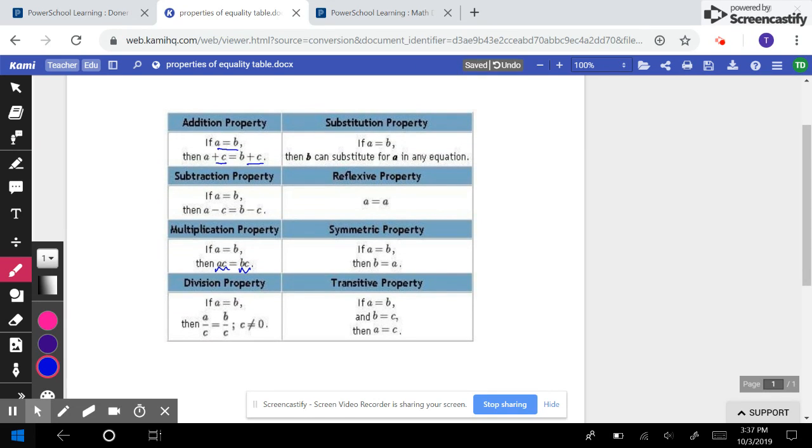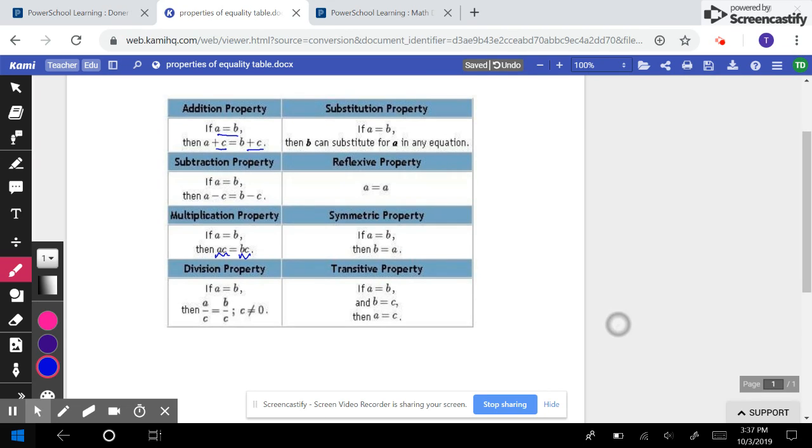The division property tells us that we can divide both sides of an equation by the same thing and they will still be equal. The only thing that we cannot have is the denominator, or whatever we're dividing by, cannot be 0. So if we have A equals B, we can say then A divided by C is equal to B divided by C.